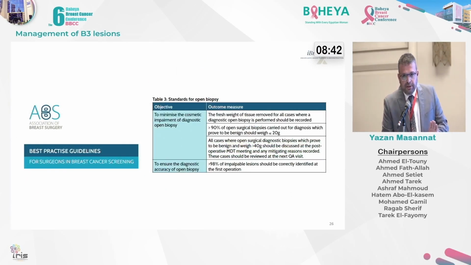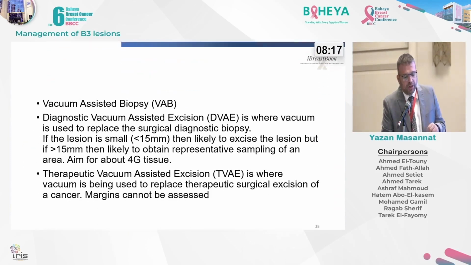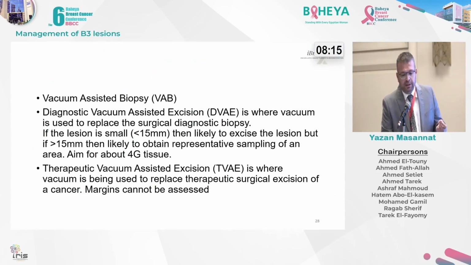If you're doing an excision, diagnostic excision in the UK, more than 90% of your specimens should be less than 20 grams. And if your specimens are more than 20 grams, you're asked. And if your percentage is much higher than the 90%, you'll be stopped doing those operations. And if a specimen is more than 40 grams, it needs to be justified in MDT. Why did you have more than 40 grams in that excision? And that's all monitored externally.